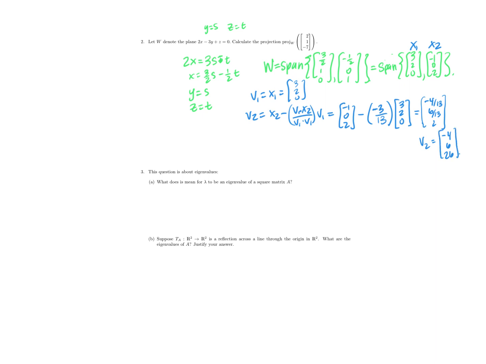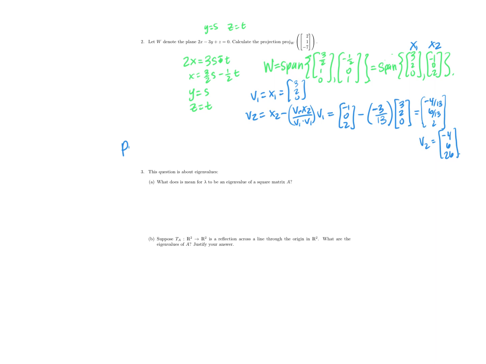And so let's just double check that that is actually orthogonal to this vector here. If I dot product them together, I'll get negative 12 plus 12 plus 0. So they are orthogonal to one another, and they're both lying within W. Okay, so I want to do the projection of that guy onto this plane.